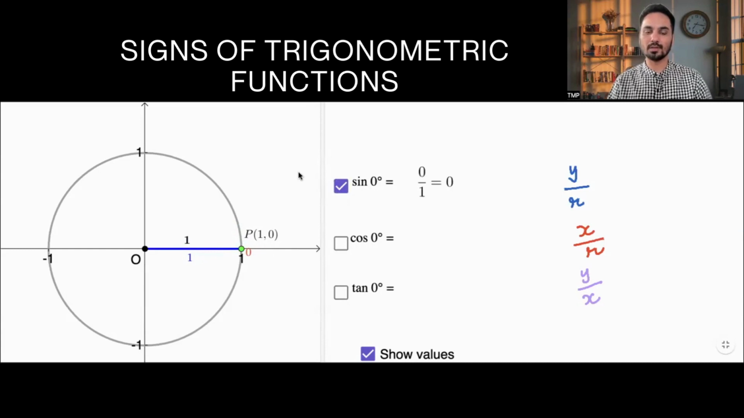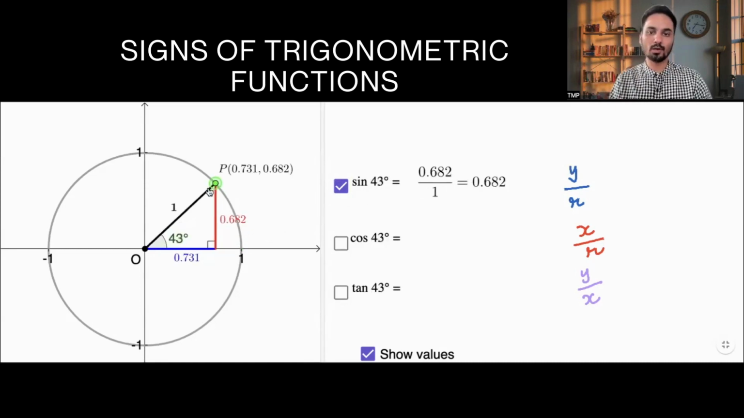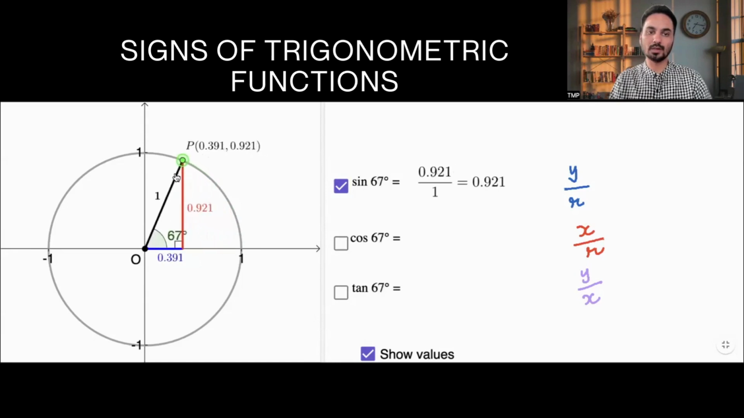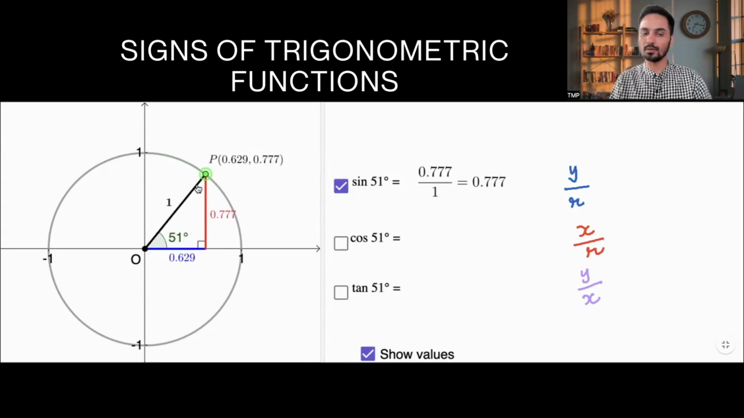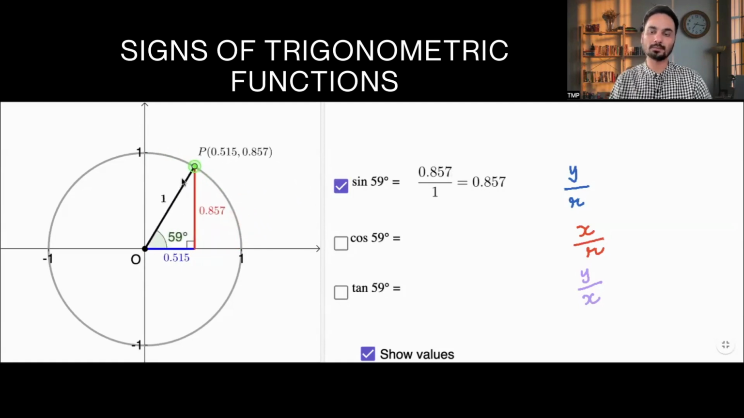Starting with 0 degree, sine 0 degree is 0 over 1. The reason being, here in the triangle, the height of the triangle, which was given by y, is 0. So 0 over 1 is equal to 0. If you move along, you will see that in the first quadrant, the value of sine is positive, and it is moving from 0 towards 1.